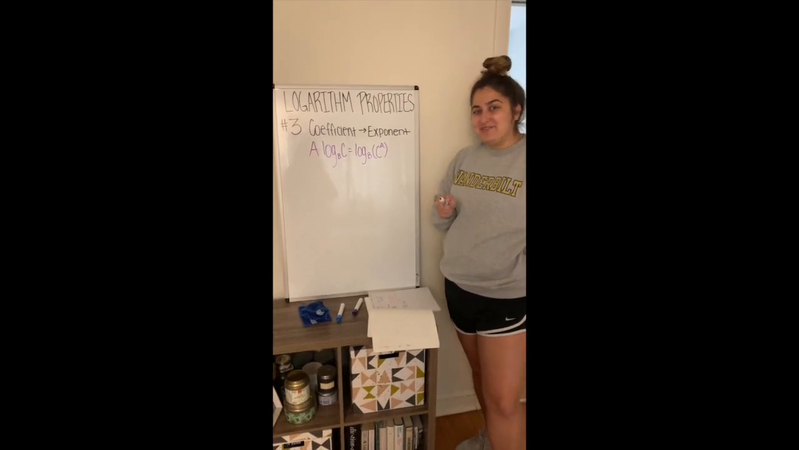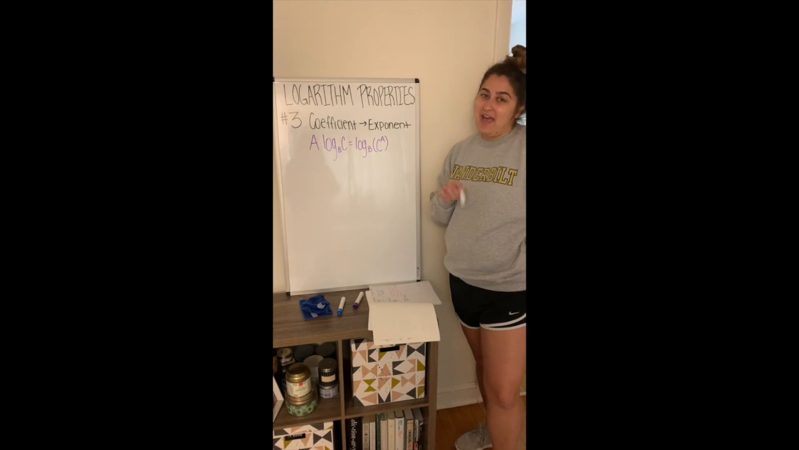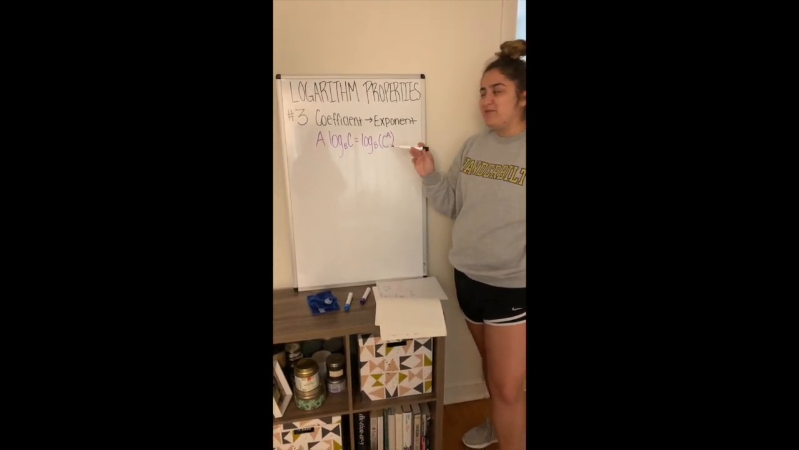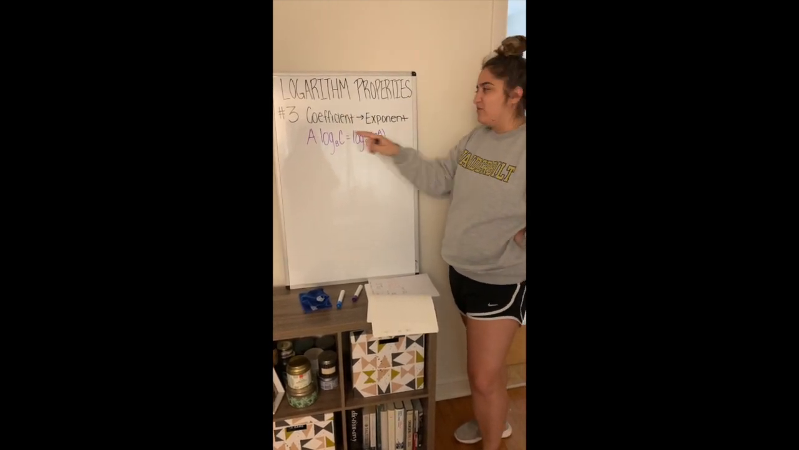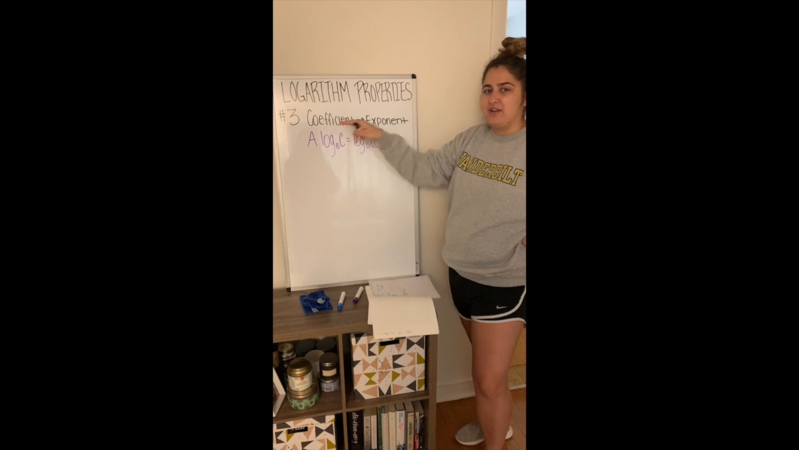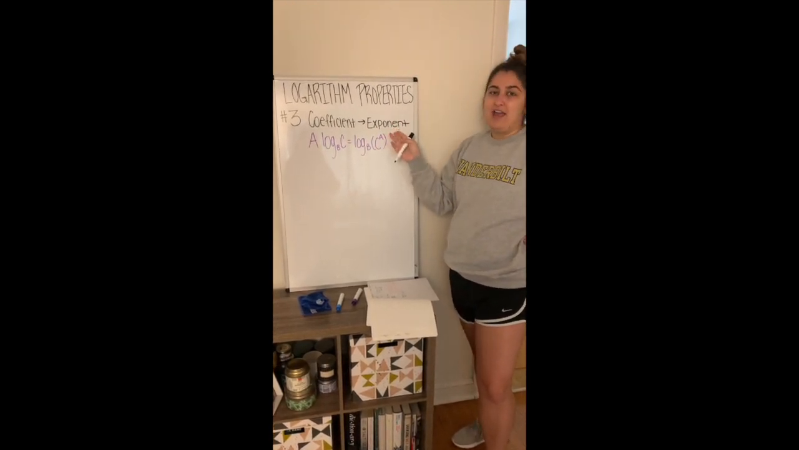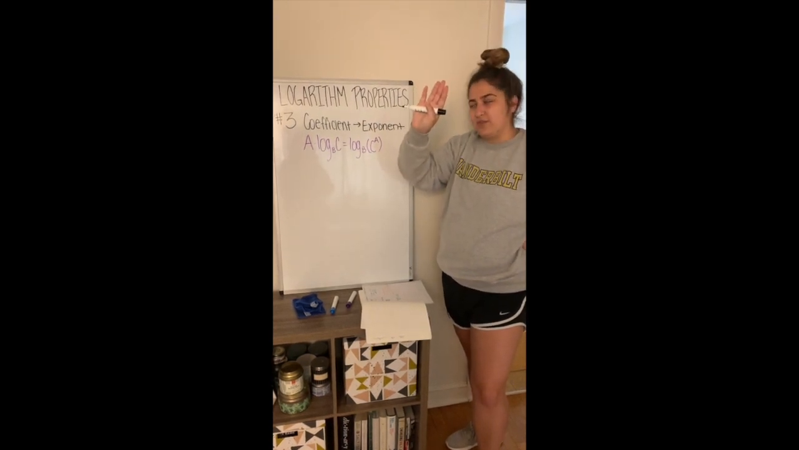So in the last video, we talked about the first two logarithm properties, adding and subtracting, but there's more than just that. Our third one is going from a coefficient to an exponent. We remember the vocab word coefficient, right? It's the number in front of the variable. And we remember the vocab word exponent: it's the number that the variable is raised to, okay?